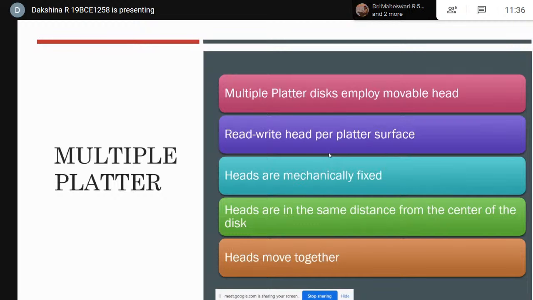Digital information is stored on magnetic disk in the form of microscopically small magnetic needles. All of the heads are mechanically fixed so that all are the same distance from the center of the disk and move together.